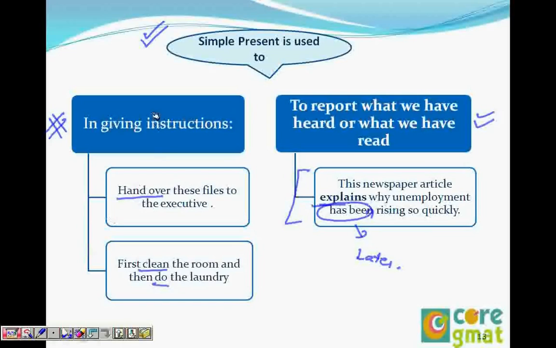So the simple present is also used to give instructions. We said hand over these files. And to report anything, you also use simple present tense. We use it for facts. We use it for habitual actions. We use it to give instructions.